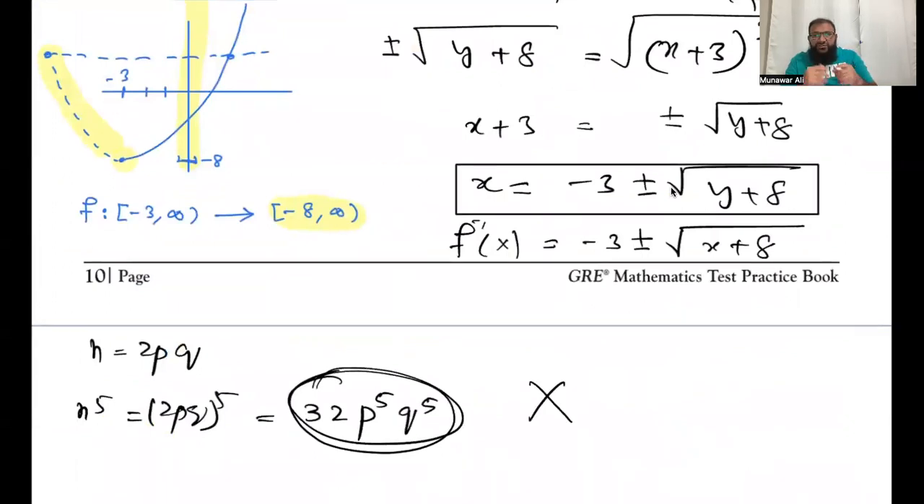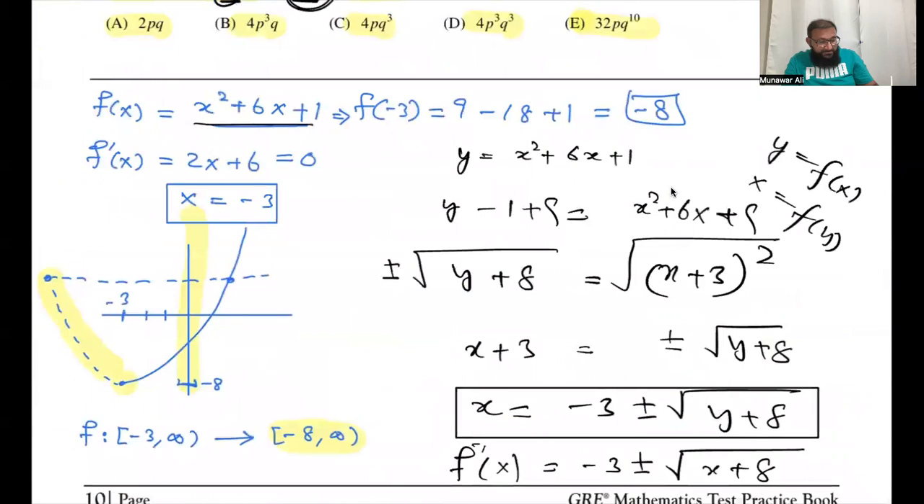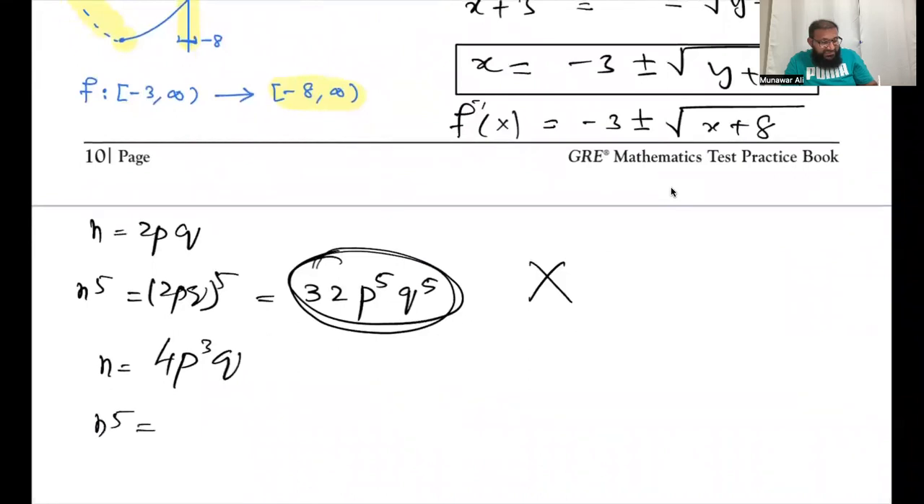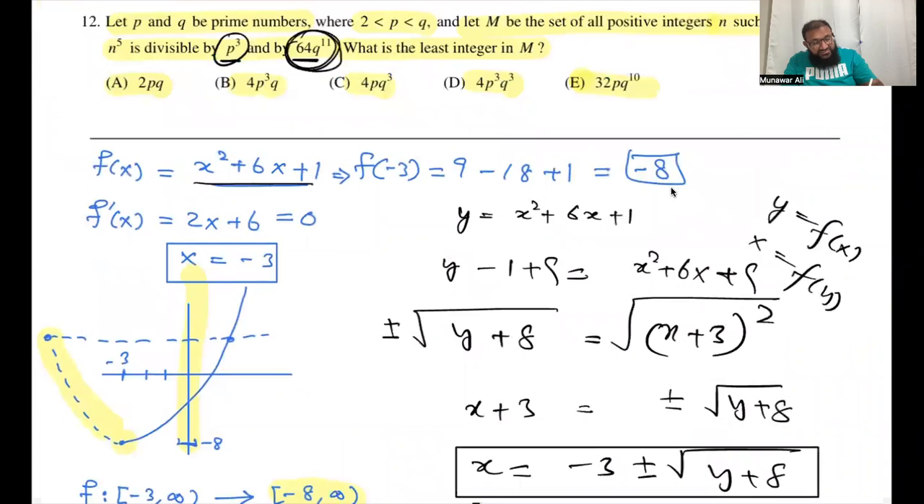So in some MCQs, you have to go for each option and check which option is correct. Another option is 4 P cube Q, and N to the 5 is (4 P cube Q) to the 5. So 4 to the 5, whatever the number is, I think it's going to be 1024, P to the 15 and Q to the 5. Again, you can see 64 Q to the 11 does not divide this.